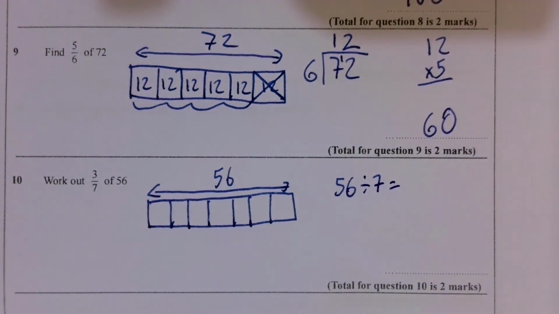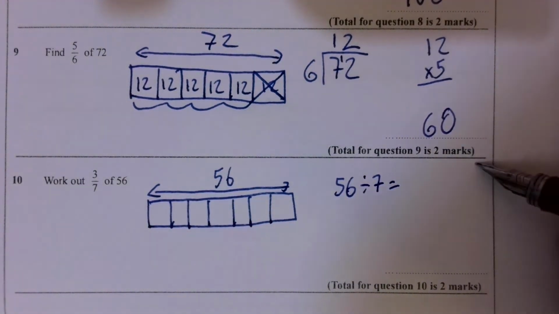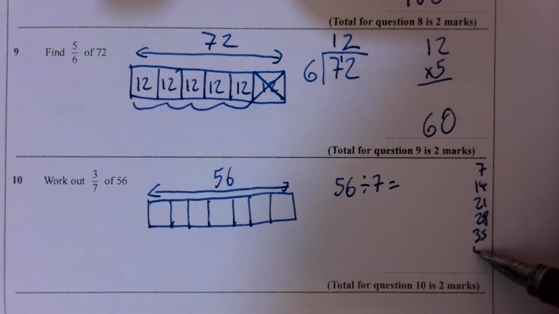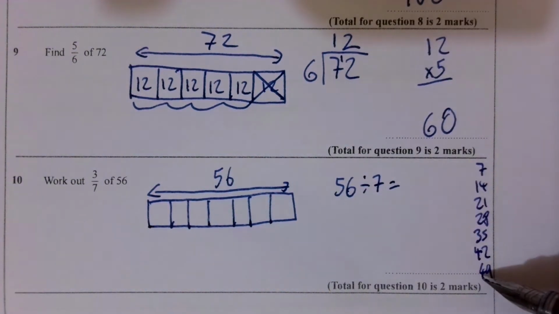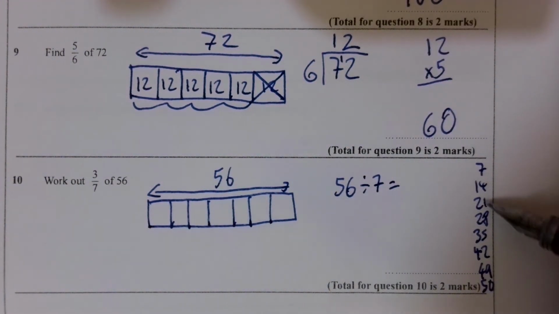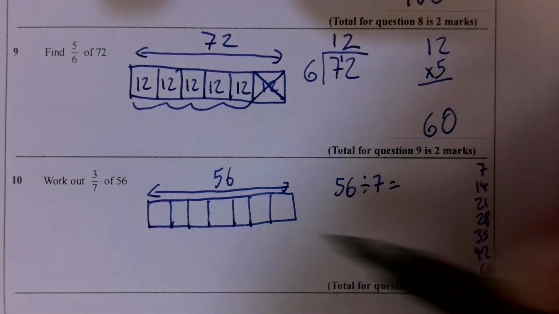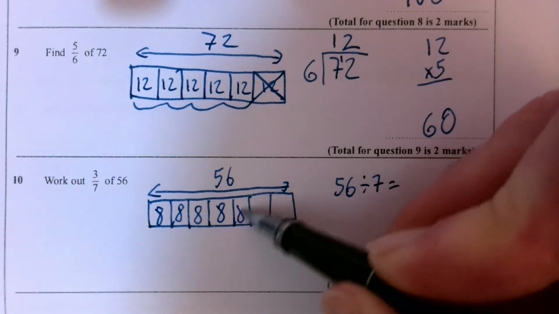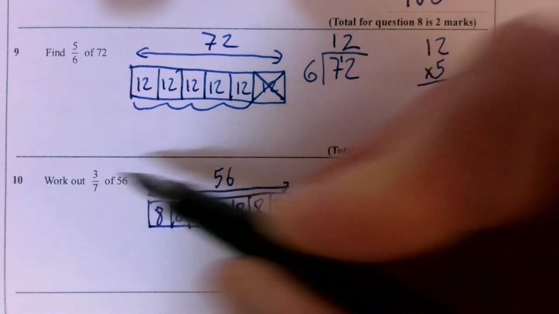And 7 goes into, well, if you're not sure, you have to sort of write it out. 7, 14, 21, 28, 35, 42, 49, and the next one does make 56. So that is 3, 4, 5, 6, 7, 8. So each 7th is worth 8. And we want 3 of them.